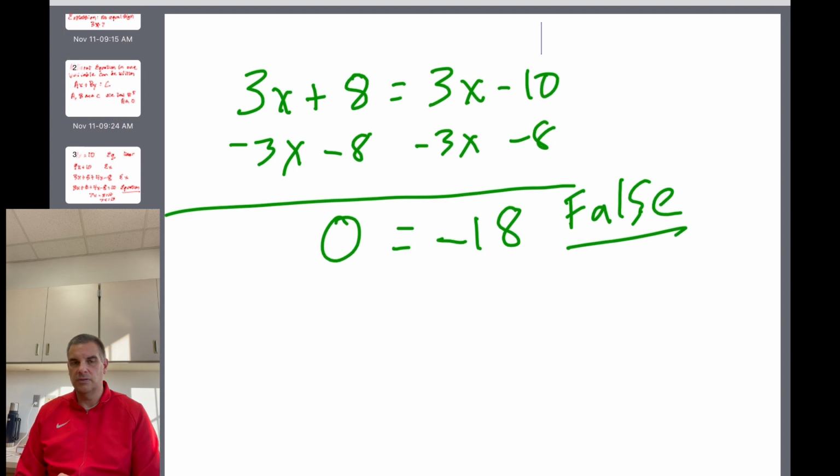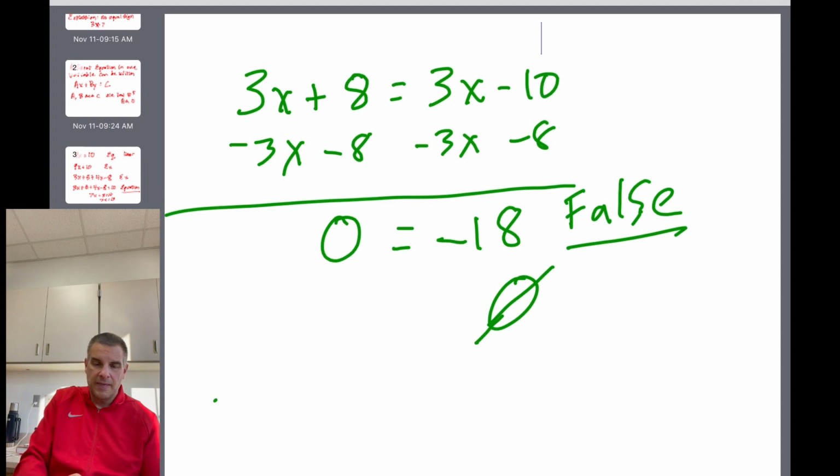0 doesn't equal negative 18. Since this is a false solution, our answer is the empty set. There are no solutions to this. Okay, so that's the empty set. That means there's no solutions.